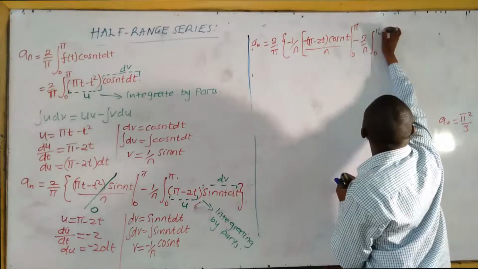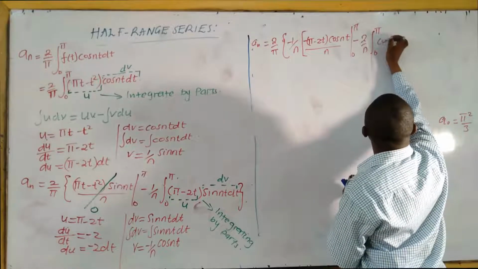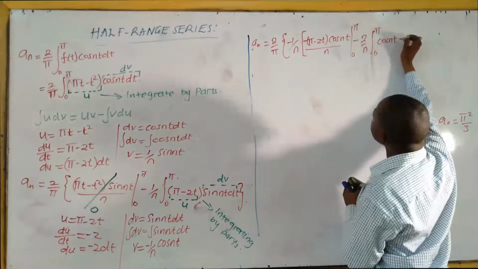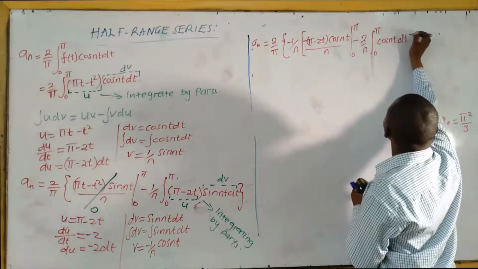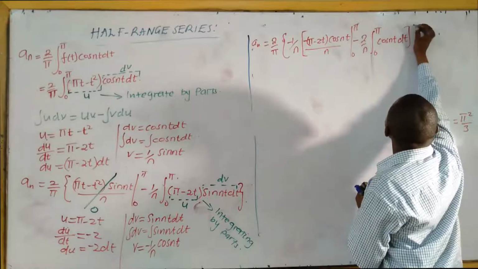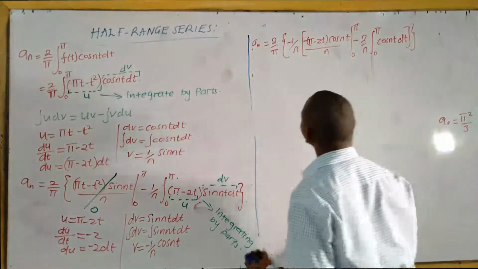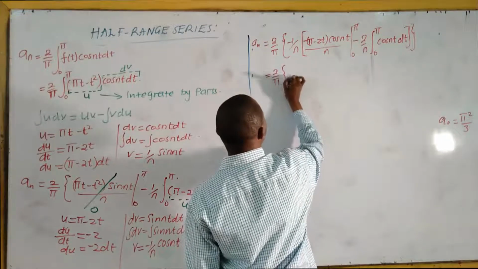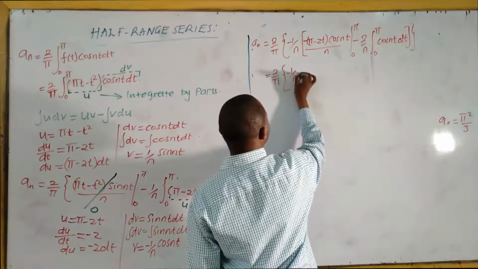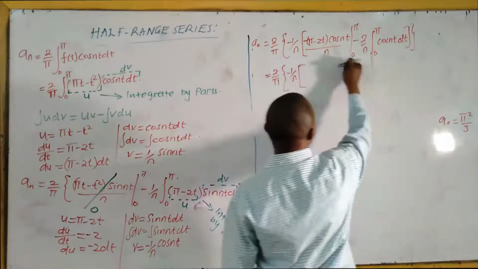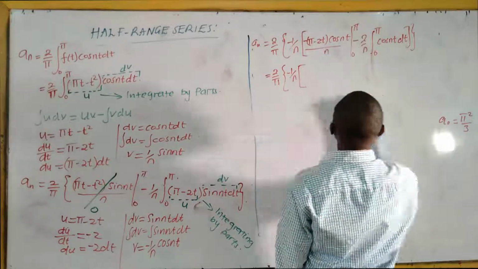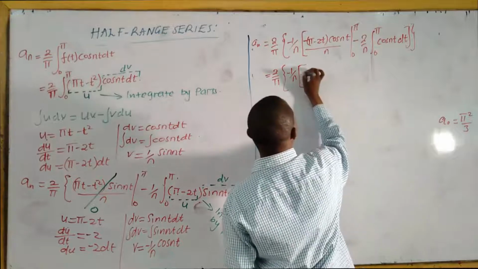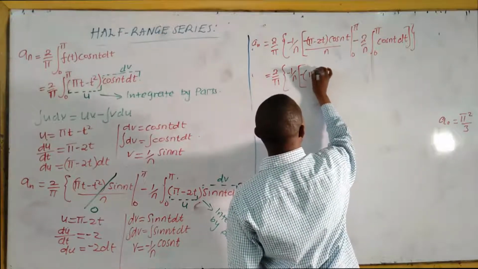integral from 0 to pi cos nt dt. This is 2 over pi. I have finally finished integrating. Let us now apply the limit. This one will need a little bit of care, so let us apply it in the final step.